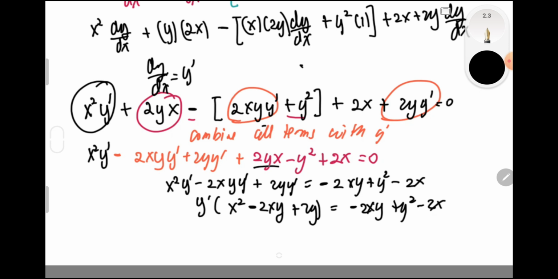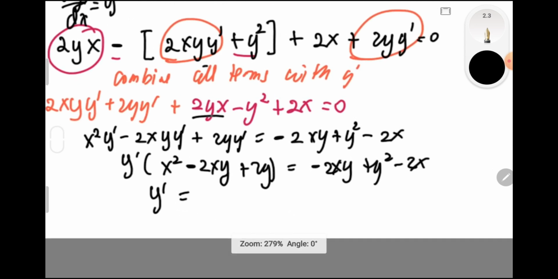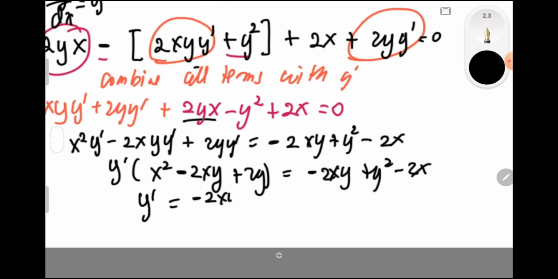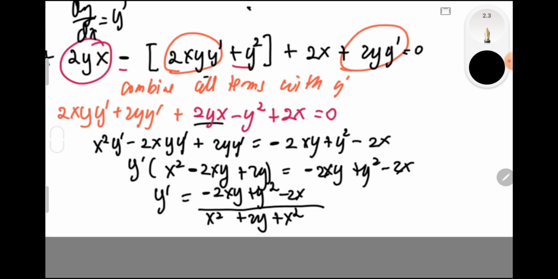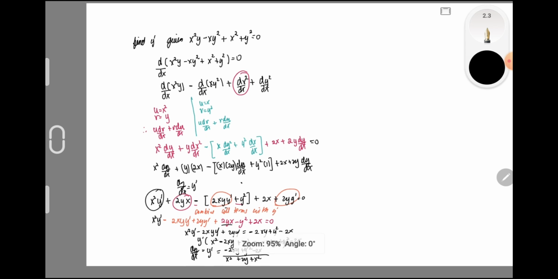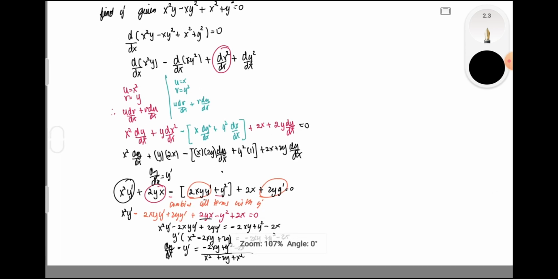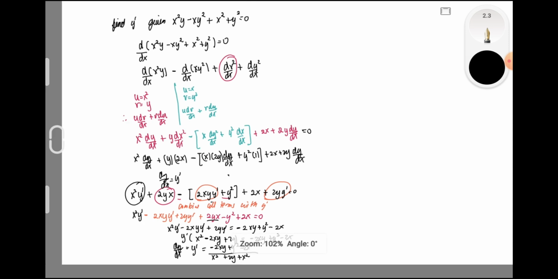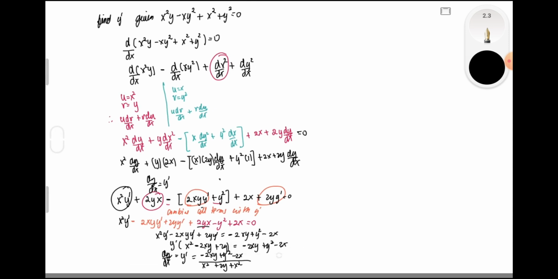So by further manipulation of this equation, we'll have y prime, we divide or cross multiply, equal to negative 2xy plus y squared minus 2x divided by x squared minus 2xy plus 2y. Take note that our y prime is our dy over dx. Okay, so that is our solution for this equation.